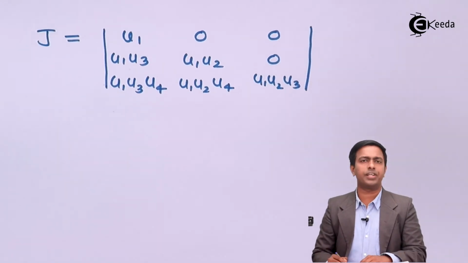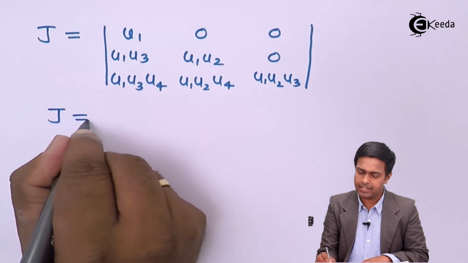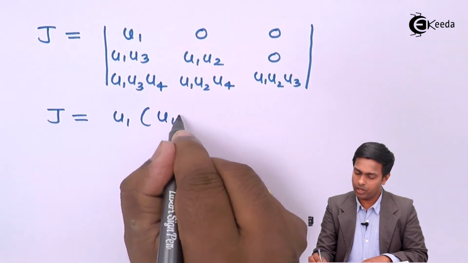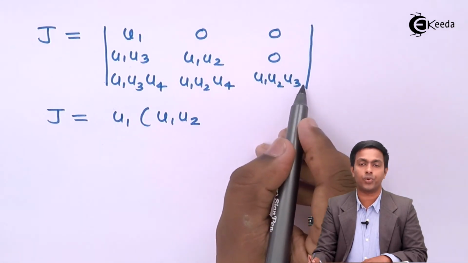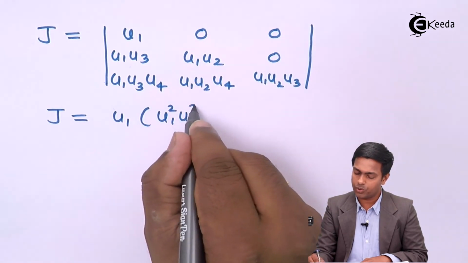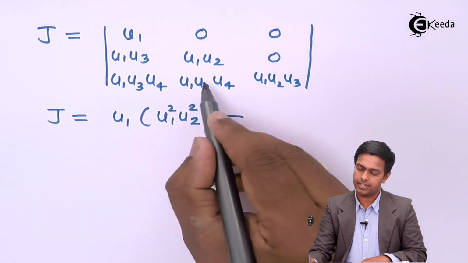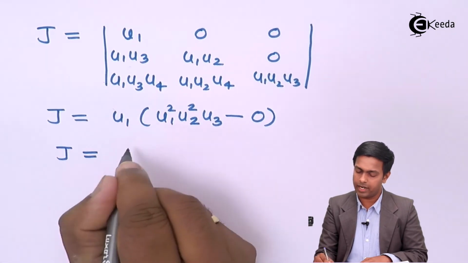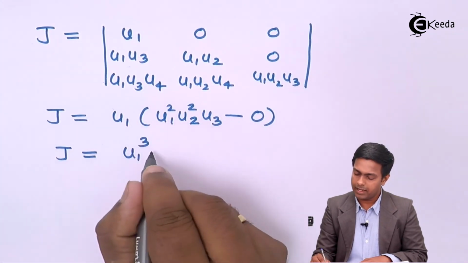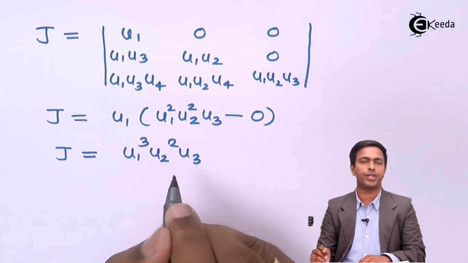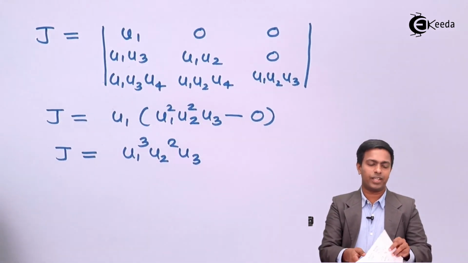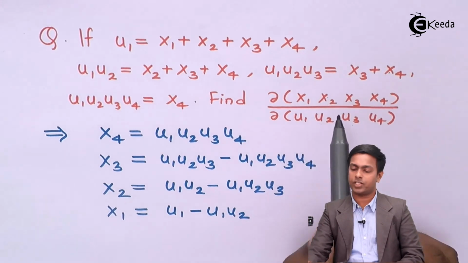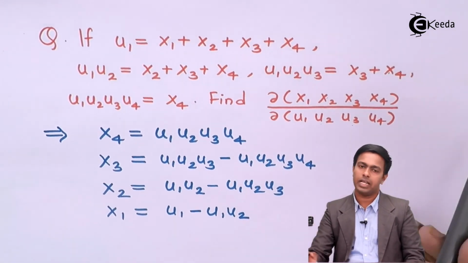Now guys, we'll solve the determinant. So we will get J as u1 into, this will be u1 u2 into u1 u2 u3, so u1 square u2 square into u3, minus this into this will be 0. So if we solve this further, we will get the Jacobian as u1 cube u2 square u3. So guys, this is the value for the given question. Here it was asked to find the Jacobian of x1, x2, x3, x4 with respect to u1, u2, u3, u4, and we got the answer.